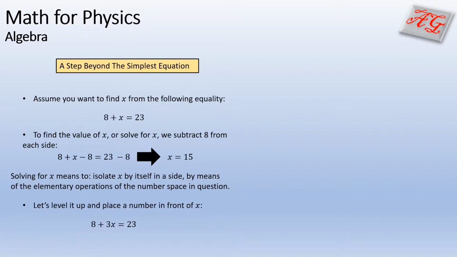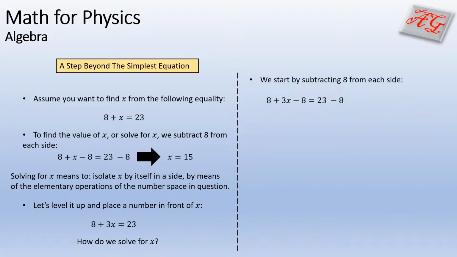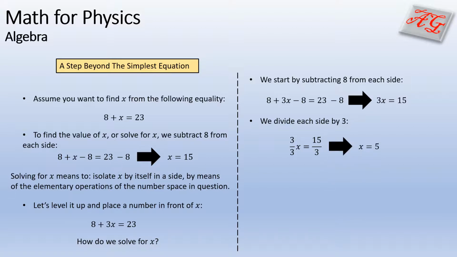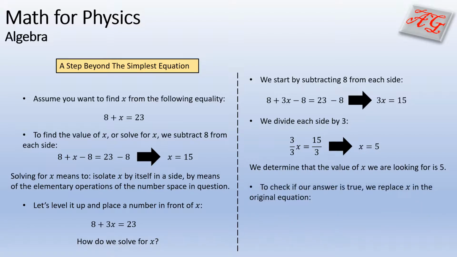So let's level it up a little and say that the equation now reads 8 plus 3 times x equals 23. So now the question is, how do we solve for x? Let's start by subtracting 8 from each side, such that we get that 3x is 15. Notice that we now have a very simple equation that we can simply solve. This is achieved by dividing both sides by 3, and noticing that 15 divided by 3 is 5, concluding that the value of x for this equation is 5. To check that our answer is the value we're looking for, we replace 5 as the value of x in the original equation, and after performing the addition and multiplication operations, we see that the result is 23 as we expected.